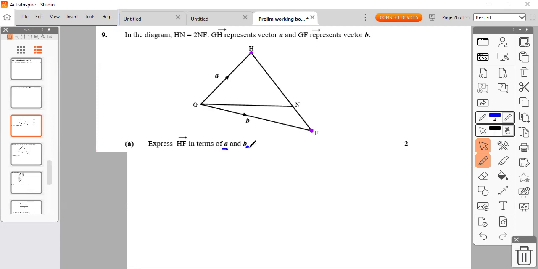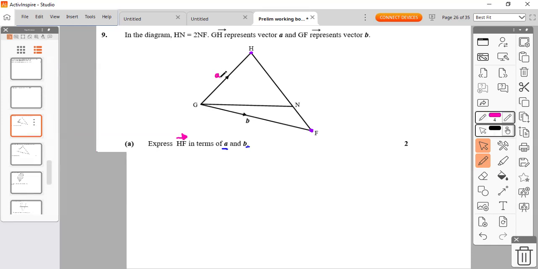So describing or expressing HF, getting to F from H in terms of A and B, well, we need to follow the path of A and B. Now, A and B again are just labels that have been put on that journey. What's important with vectors is there's going to be a direction involved as well. So we're going from Helensburgh to Falkirk, we're not going from Falkirk to Helensburgh. So that's where this wee arrow above the HF comes into play.